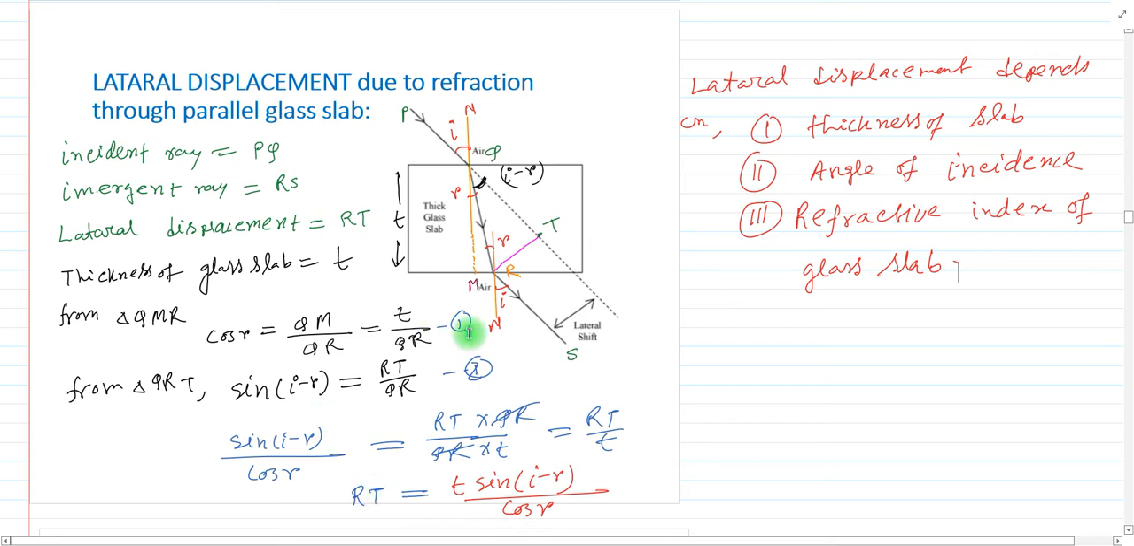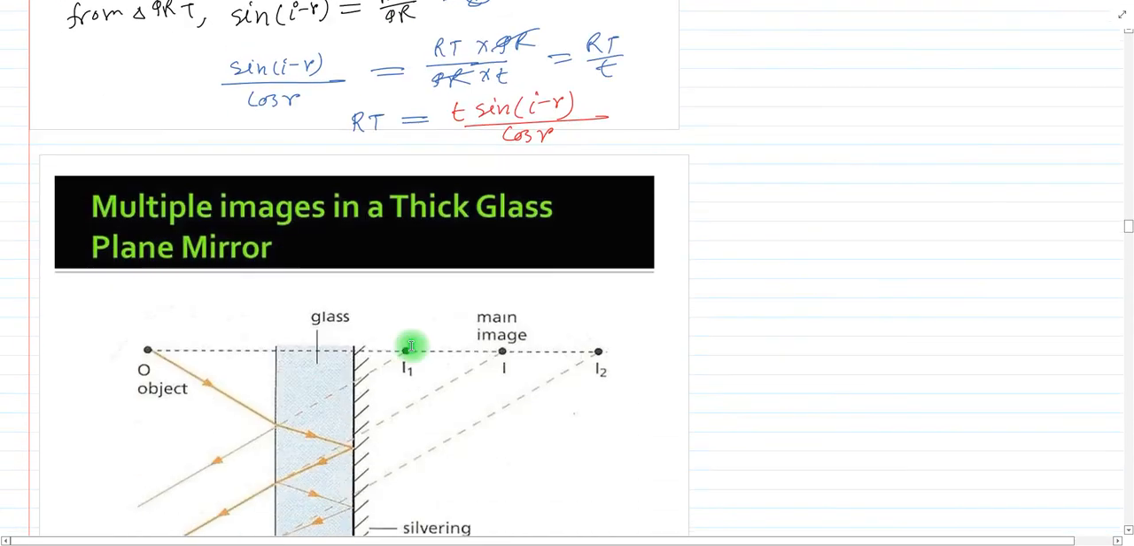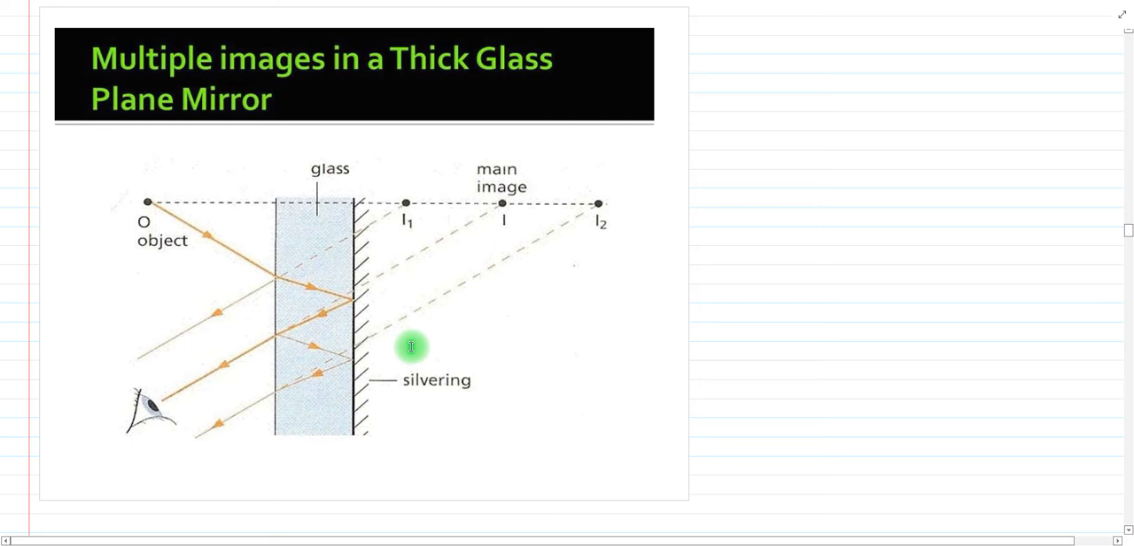Okay. This one is called lateral displacement due to refraction through a parallel glass slab. And there are multiple images in a thick glass plane mirror. So if a ray falls on a thick glass plane mirror, we know part of the light will reflect and part of the light will refract. I told you. So we get multiple images.